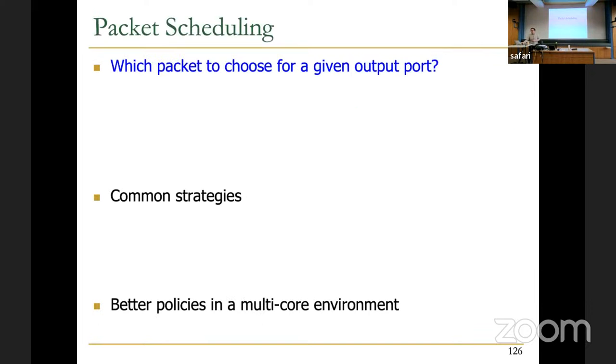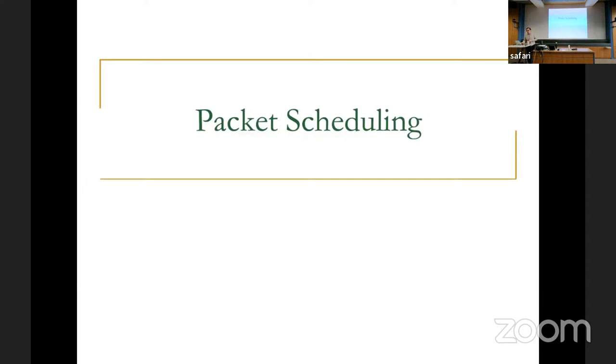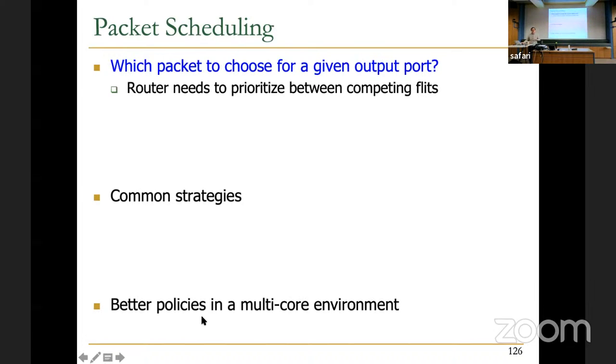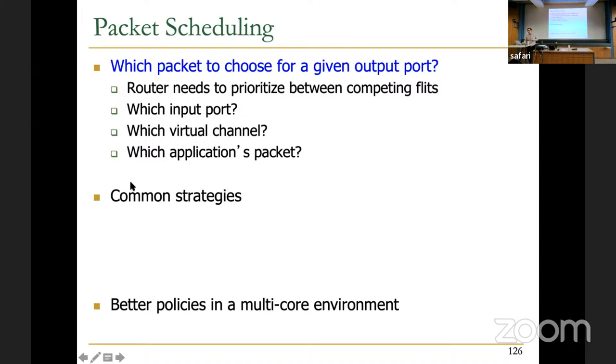Now, let me go into packet scheduling a little bit, because we have kind of looked at it, but also not looked at it in the sense that it has a lot of other issues that we have not discussed over here. So basically, packet scheduling says, which packet do you choose for a given output port? There are some common strategies, and there could be better policies, basically. Router needs to prioritize between competing flits. So which input port do you choose? Which virtual channel within an input port do you choose? Which application's packet within that virtual channel do you choose? So there are basically many decisions that you need to make over here.